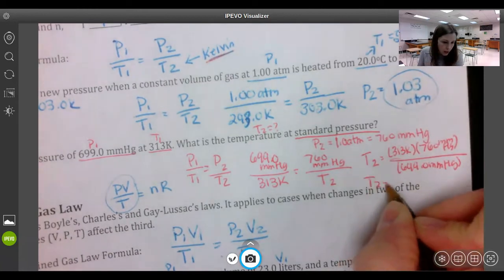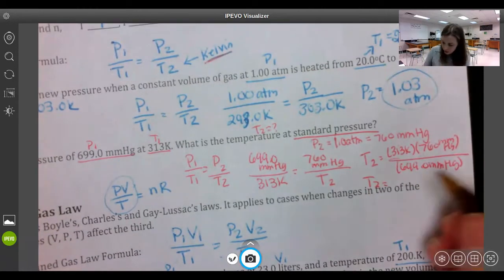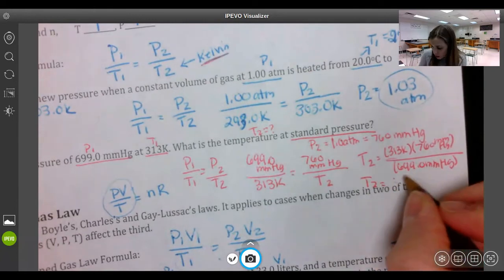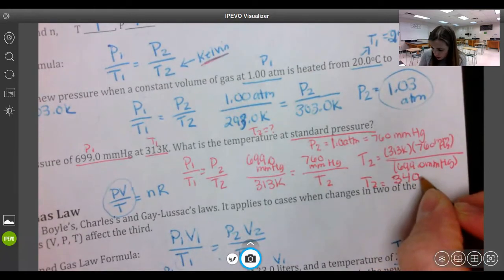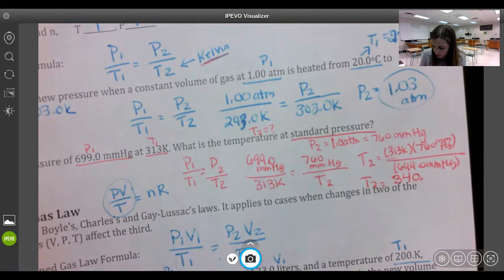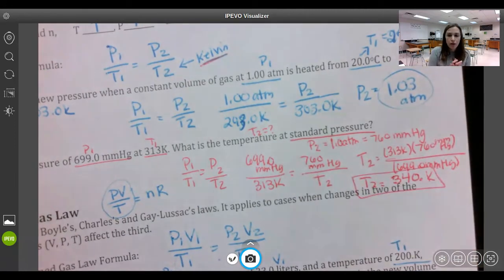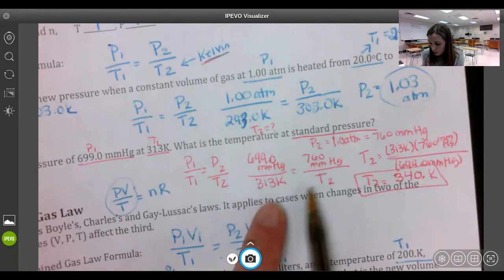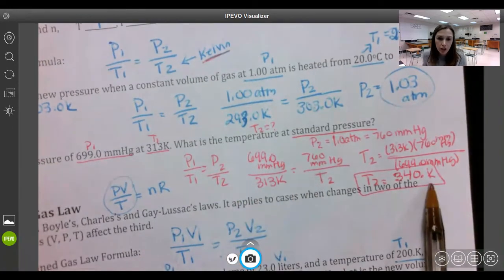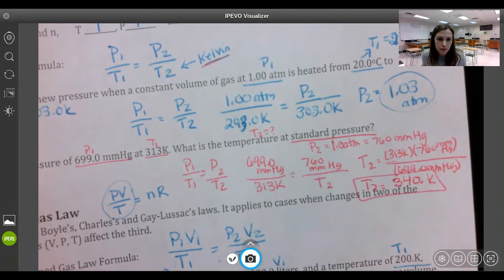So then when I solve that, keeping that to the 3 sig figs, I get 340., and to make sure it reflects the 3 sig figs, I have to make sure I have that decimal point there. And this was in Kelvin. So it's another example of Gay-Lussac's law that looks at the relationship between pressure and temperature. And again, if we check this, pressure went up, so I would have expected that temperature had gone up to result in that change in pressure.